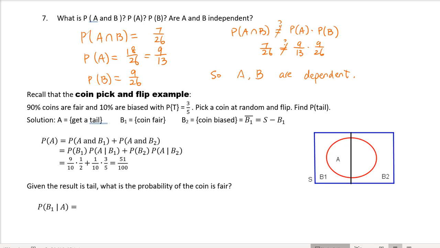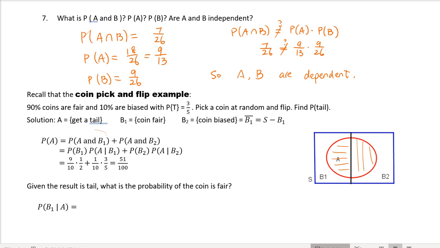So what we did is we let A be the event of getting a tail, B1 be the event that the coin is fair, B2 the event that we picked a biased coin. B2 and B1 are actually complements because you either pick the fair coins or the biased coins. So this is the picture. B1 and B2 are complements. And then what is A? A is A and B1 plus A and B2, right?